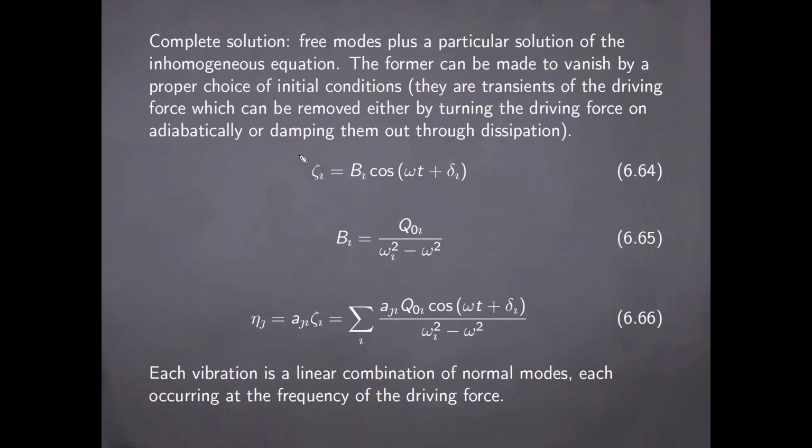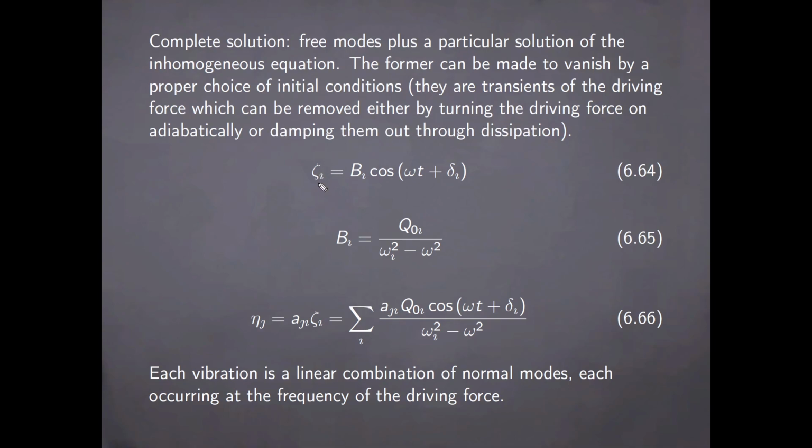Now, a complete solution will involve free modes plus a particular solution of the inhomogeneous equation. The former, so namely the free modes, can be made to vanish by a proper choice of initial conditions. This is due to them essentially being transients of the driving force, which can be removed either by turning the driving force on very slowly, so adiabatically, or by damping them out through dissipation.